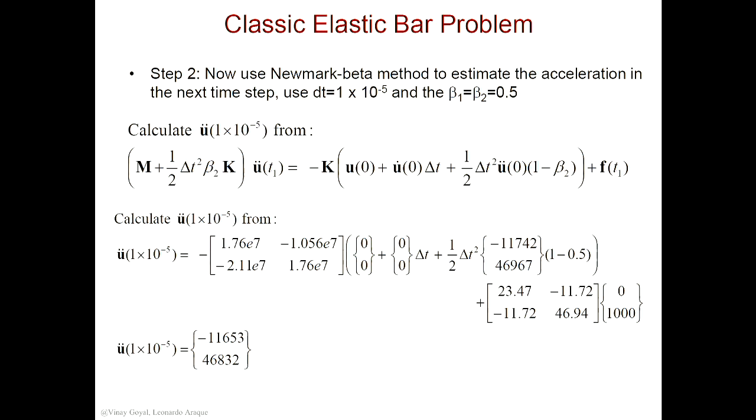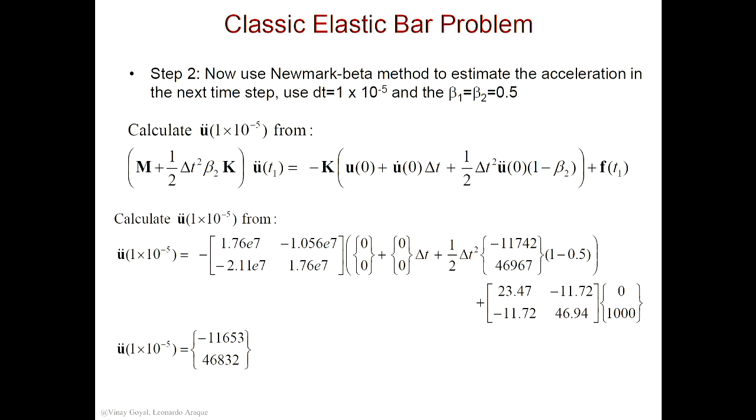I'm going to use a time step of 1 times 10 to the minus 5. So if time equals 0 now, I'm interested in what the solution is at time equals 1 times 10 to the minus 5. Just a little bit from now, I want to know what's the solution to the problem.